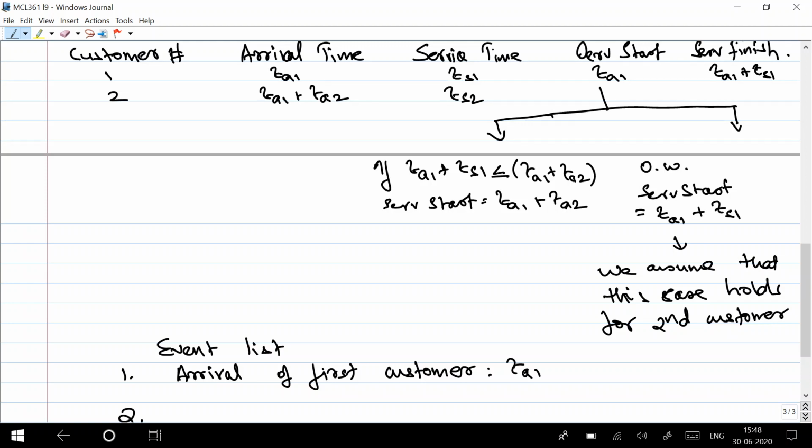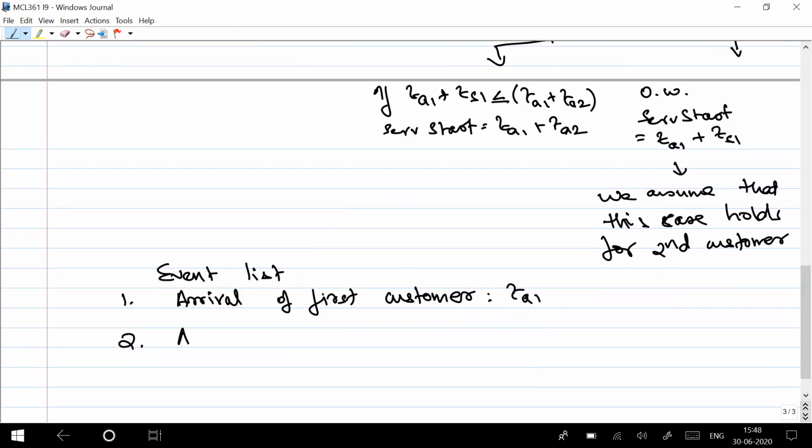What does this mean for the next event that we need to go to in the simulation? It means that the next event that we should go to is that the second customer arrives, right? Because what we are saying essentially is that if this case holds, it means that the second customer arrives before the first customer finishes their service. So the next event we want to go to is arrival of the second customer, which is at time point TA1 plus TA2.